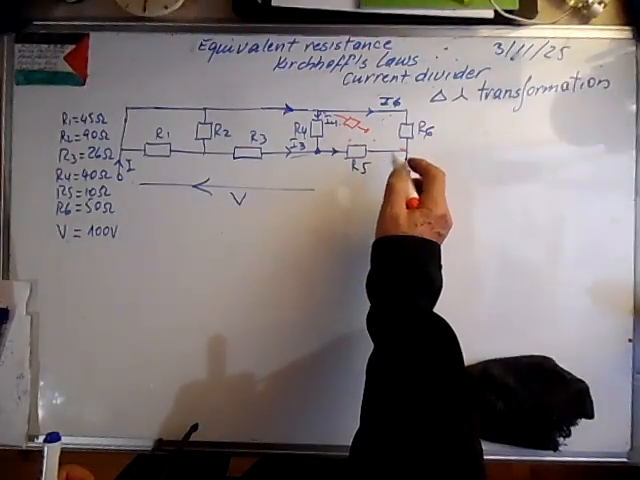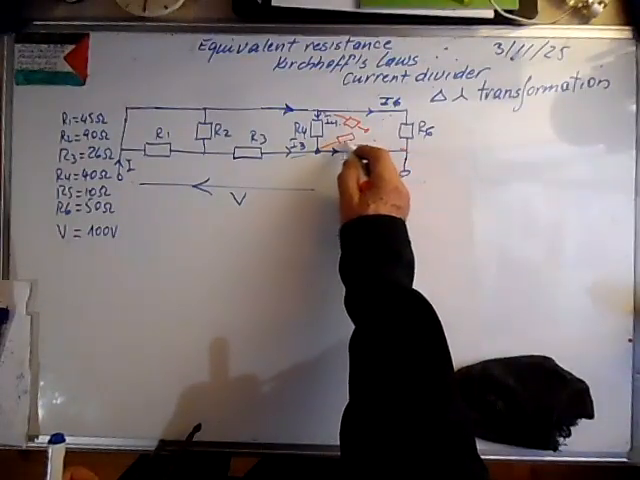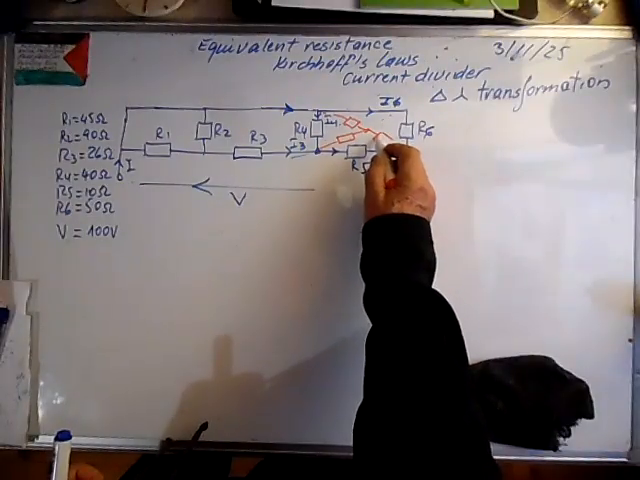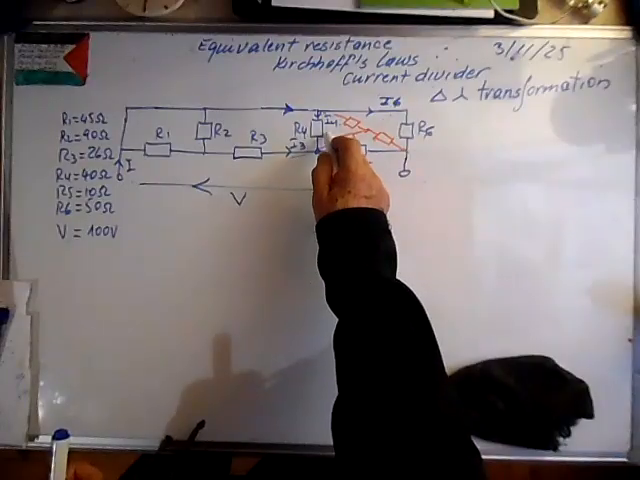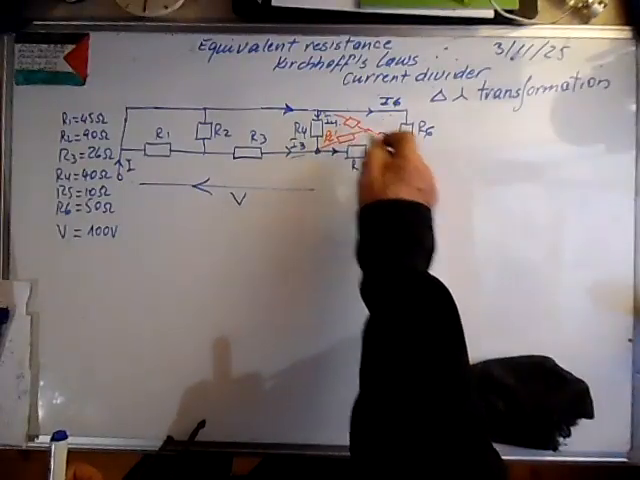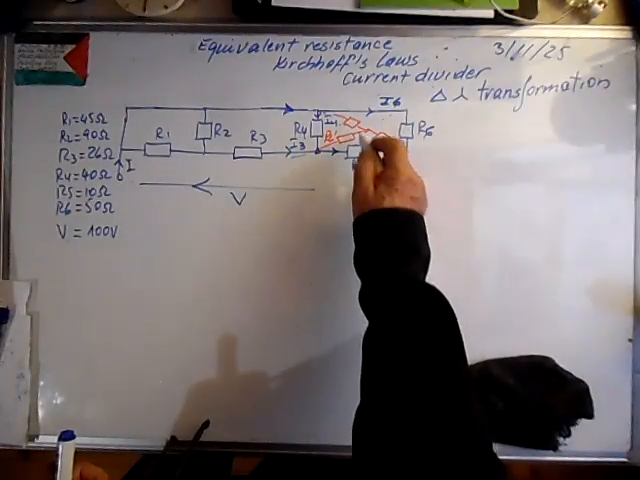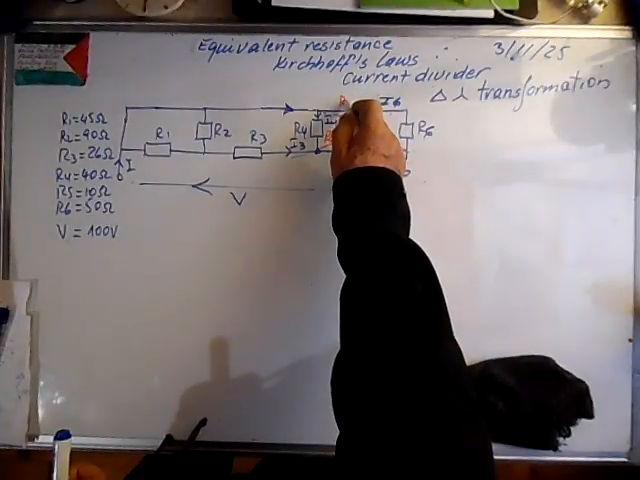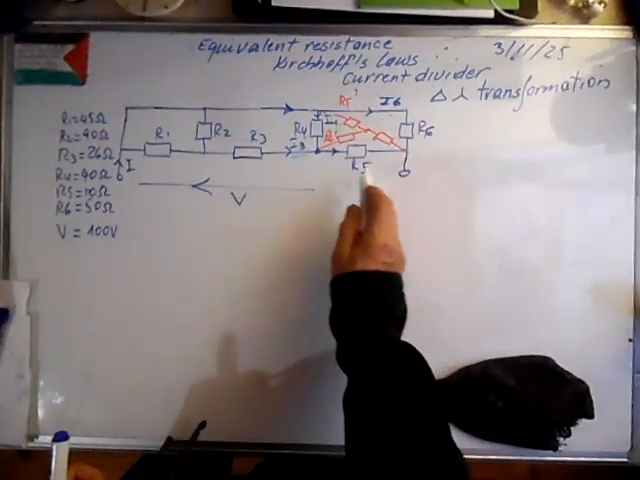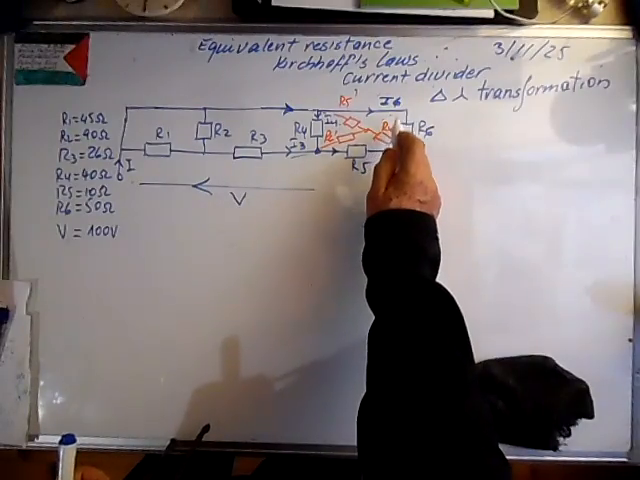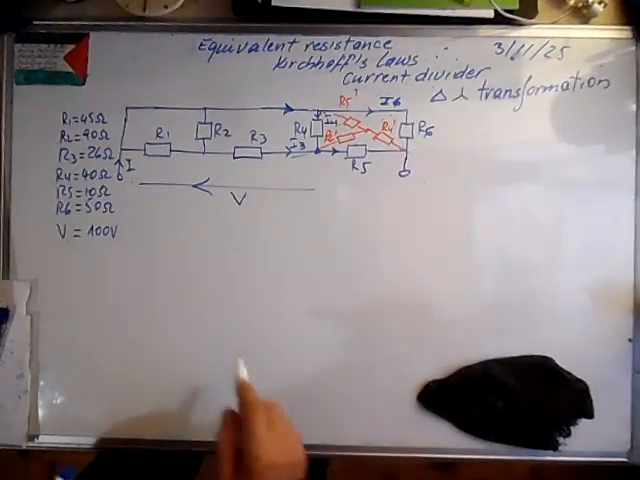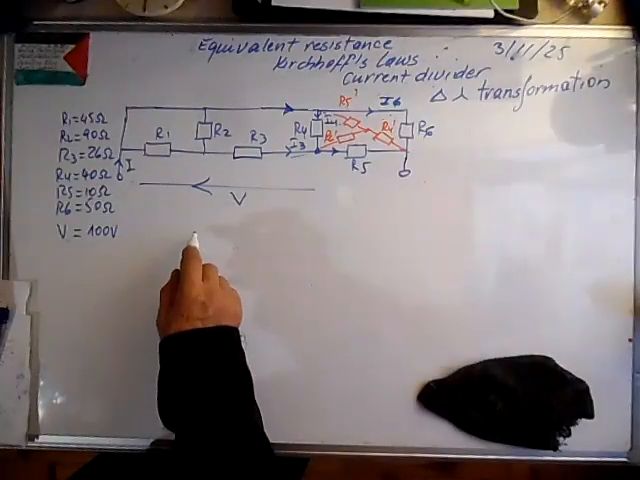So what we call this, and here, this one we call R6 prime, R5 prime, and this we call R4 prime. Let's first calculate this delta-star transformation.